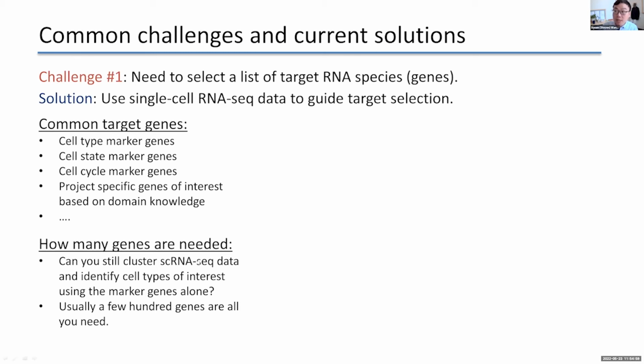If so, because the multiplex FISH has very high detection efficiency, higher than single cell RNA-seq, it's actually quite guaranteed you will be able to identify the same cell types with the spatial data too. I would suggest maybe start with 5 marker genes per cell type, and you try this analysis. And if that's not enough, try to include more marker genes per cell type. And then usually a few hundred genes are all you need in a project in your MERFISH target list.